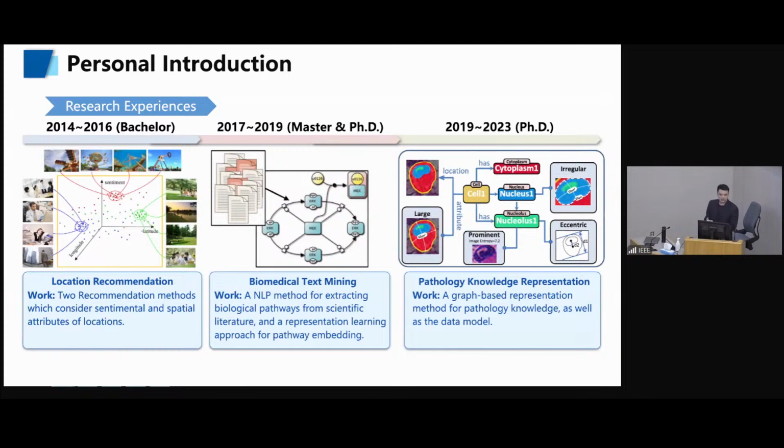Let's get back to my research. My research started in my sophomore year. During that time, I developed a method for recommending locations of interest to social media users. During my master's years, my research focus was on biomedical text mining. Since 2019, my research focus shifted to AI in pathology with a focus on knowledge representation. And this project is in collaboration with pathologists at Mayo Clinic.